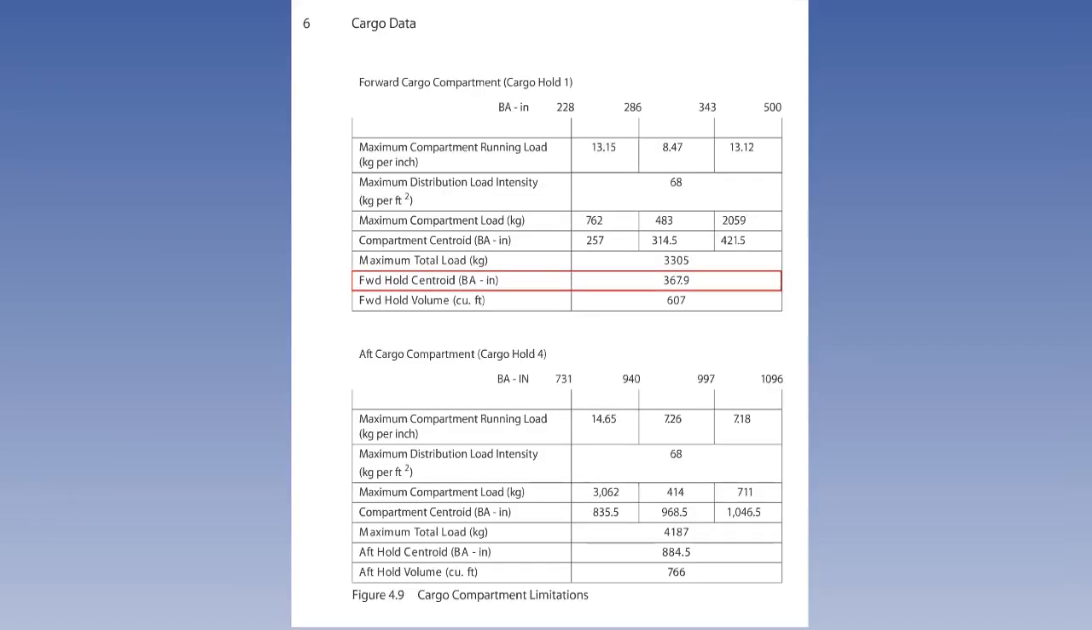For the next example, we are asked to locate the balance arm for the forward hold centroid in the forward cargo hold, which simply requires us to locate the box showing forward hold centroid, and reading off in the adjacent box to the right, 367.9 inches. In the final example, we are asked to locate the maximum total load that can be placed in the aft cargo compartment. This simply involves locating the maximum total load box in the left-hand column and moving right to read 4,187 kilograms.